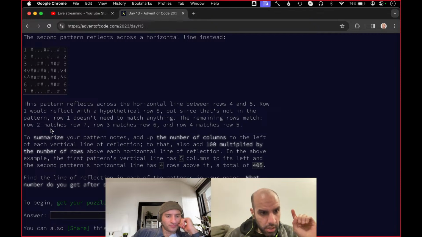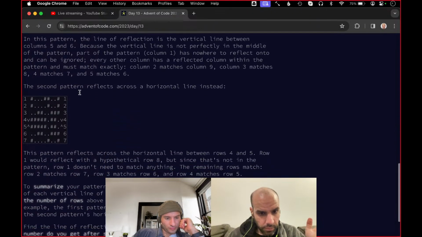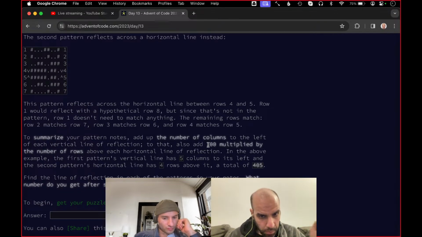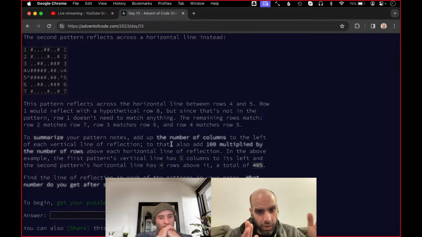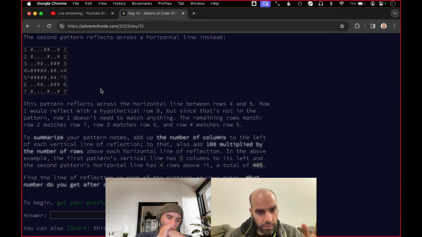To summarize your pattern notes, add the number of columns to the left of each vertical line of reflection. So, for instance, in this case, add these, which I guess is 5. And also add 100 multiplied by the number of rows above each horizontal line of reflection. This multiplication is just to keep the number of columns separated from the number of rows, I suppose. So this would be 4. So for instance, this would be 400 plus 5, 405, which is indeed what they say in the end.